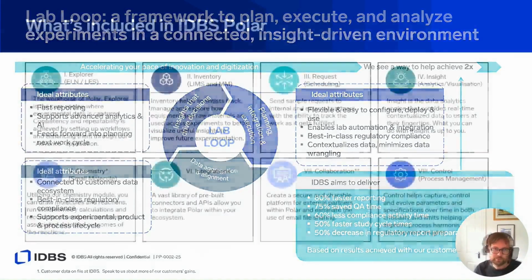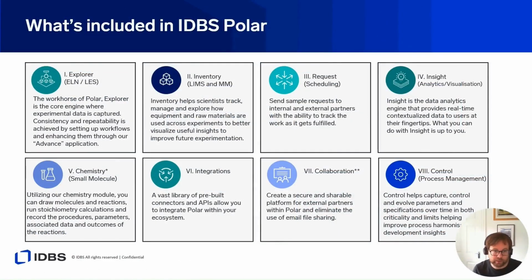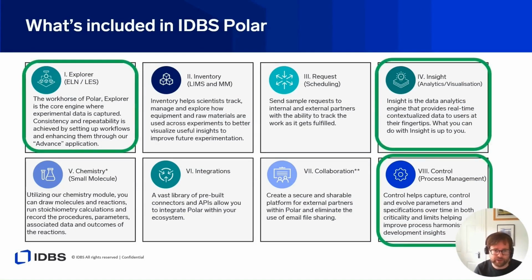To support this, IDBS Polar comes with a number of different modules. For the purposes of today, as we're discussing CMC and process characterization, we're really going to be focusing on these three modules. The first module is our Explorer. It is an ELN/LES system combined. We've then got an Insights module, which allows us to do advanced analytics and design of experiments. And then we've got Control, which is all about process management.